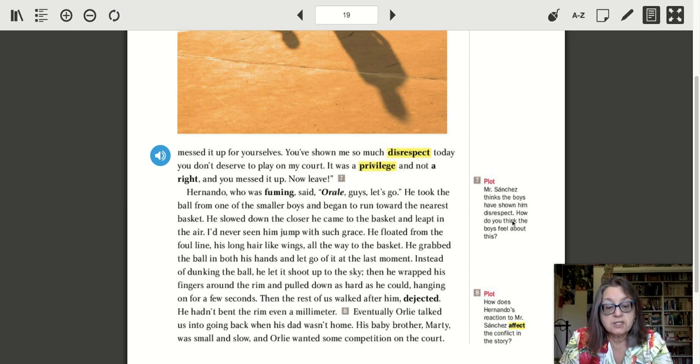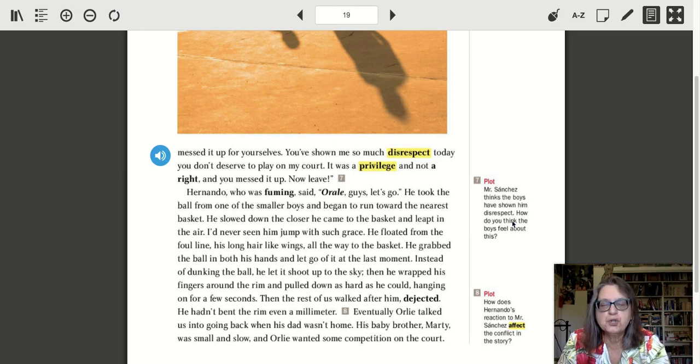So Mr. Sanchez thinks the boys have shown him disrespect. How do you think the boys feel about that? Exactly who is being disrespectful? You think it's possible for adults to disrespect young people? Nobody's perfect.